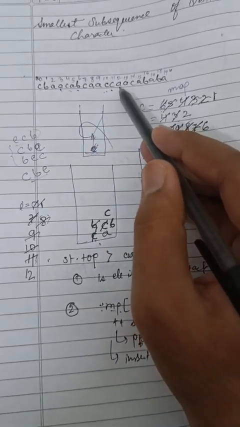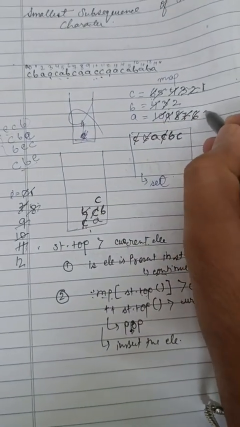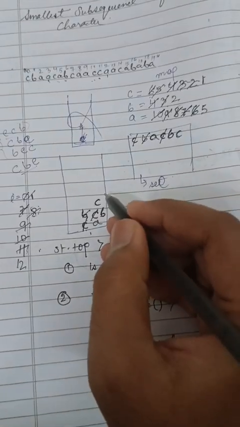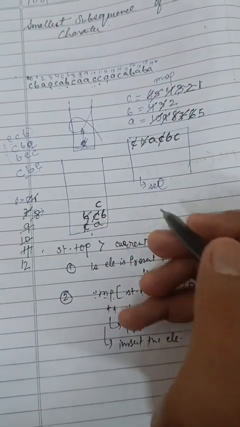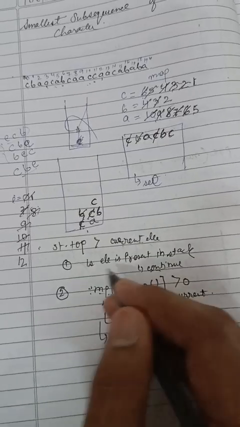So we are on 12, that is A. Again we will decrease it. It will be 5 now. Now A is smaller than C. We will check the condition. A is already present in stack, so we will continue.